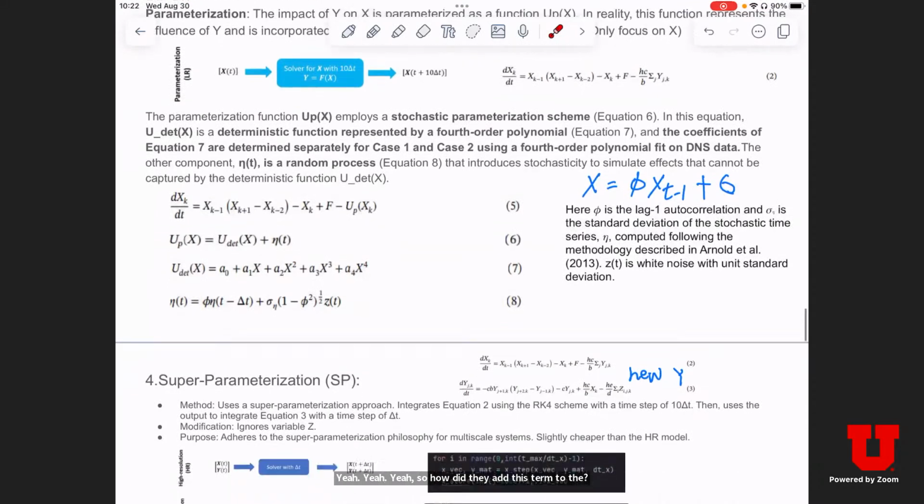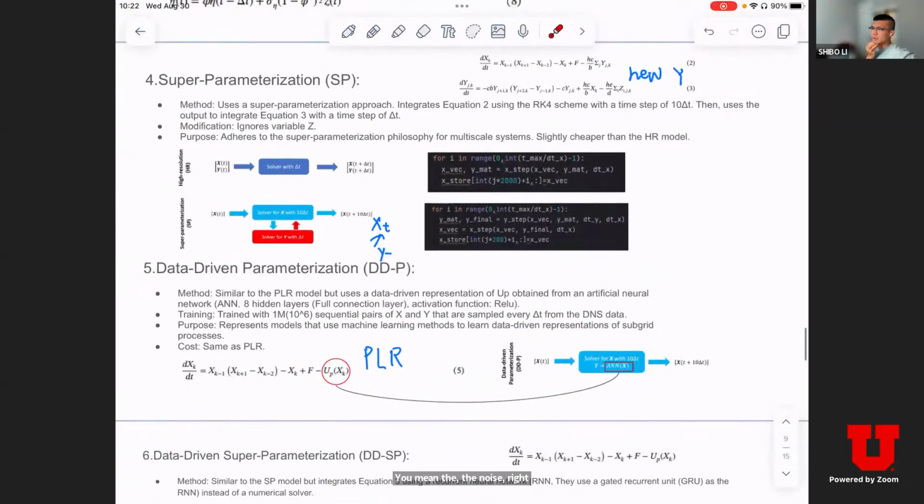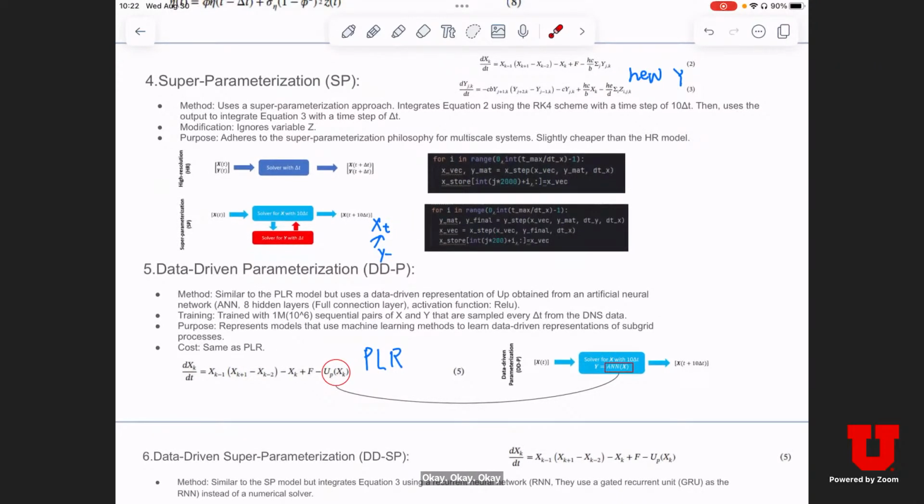You mean the noise, right? Yeah, the noise in method 5. Method 5 is just a deterministic method. I don't think they add any noise for the training. They didn't mention any noise, but the next paper, the GANs paper, will emphasize adding noise. I don't see any noise additions in this paper.